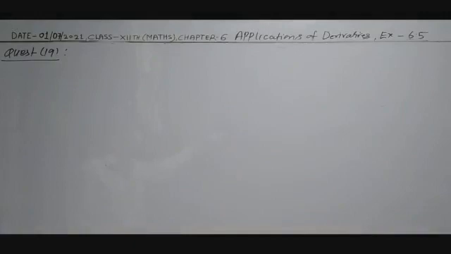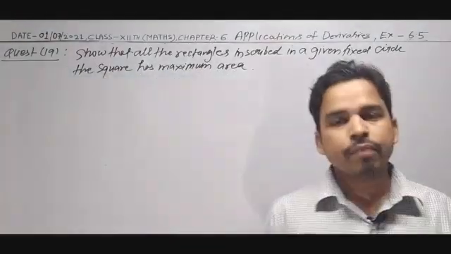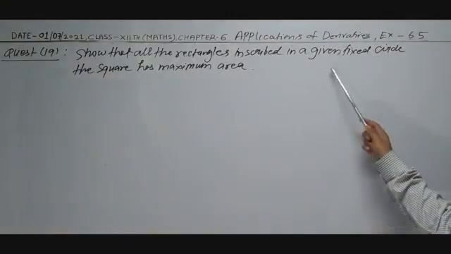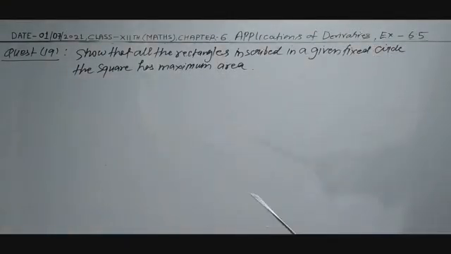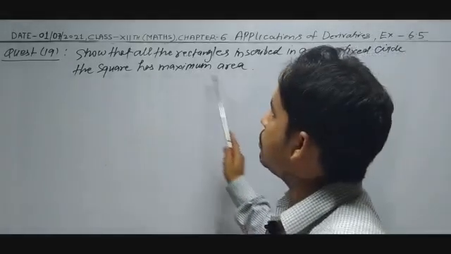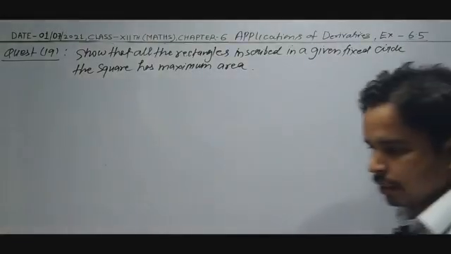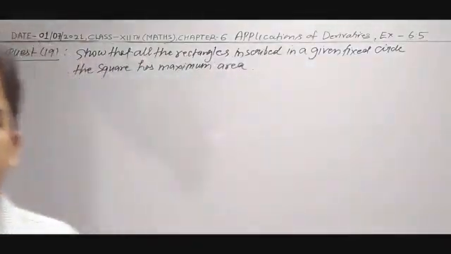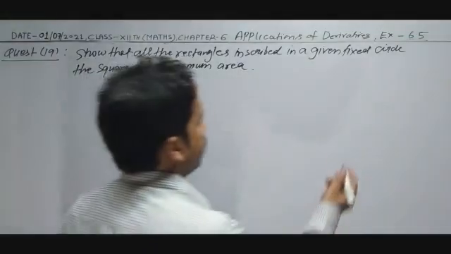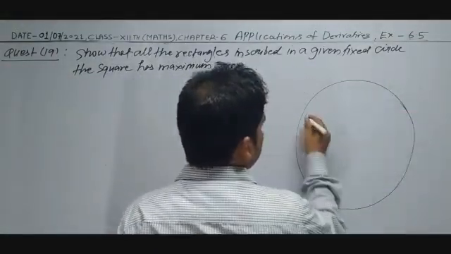Question number 19 is: show that the rectangles inscribed in a given fixed circle have the maximum area when it is a square. A given fixed circle means a circle is given and its radius is also given, that will be fixed. Square has the maximum area, means a square is inside the circle. So first of all you will draw a circle. This is a circle.